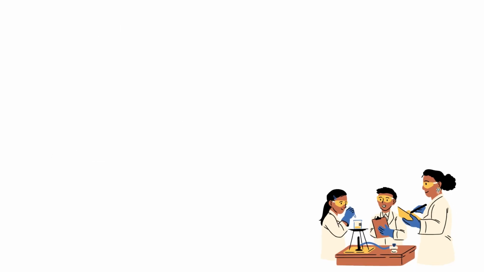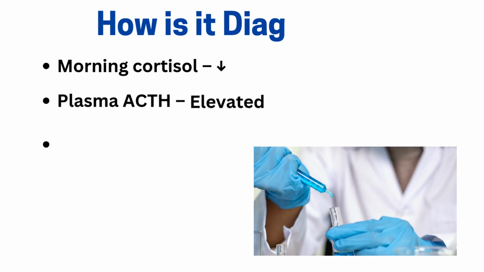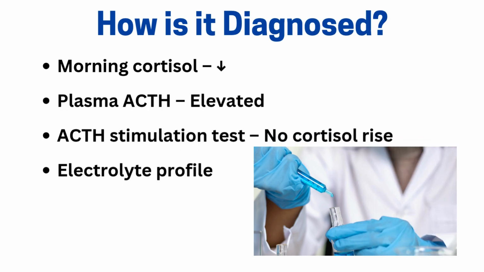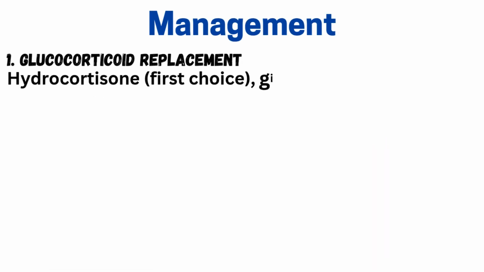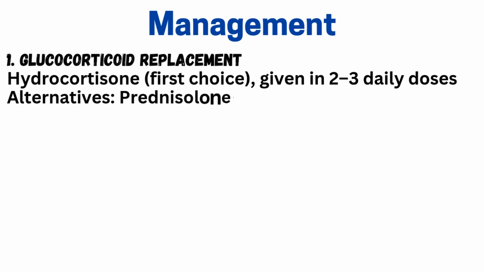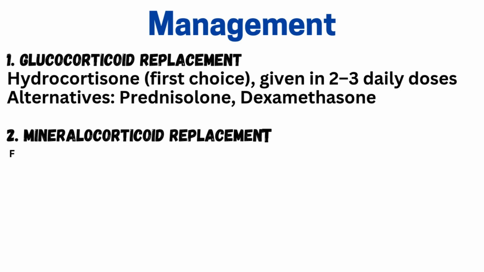Diagnosis involves low morning cortisol levels and high ACTH. Confirmatory tests include the ACTH stimulation test and electrolyte profile. Management includes lifelong glucocorticoid replacement, usually with hydrocortisone, and mineralocorticoid replacement with fludrocortisone.